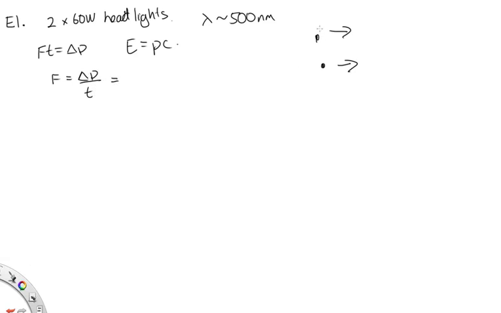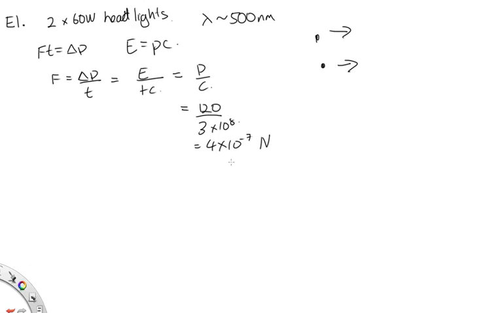Now, initially they have no momentum and then they have momentum P. So we can put this as E over tc. Now the energy over the time, that's equal to the power, so this is P over c. And the power these headlights have is 2 times 60 watts, so this is equal to 120 over 3 times 10 to the 8. And so this gives us a force of 4 times 10 to the minus 7 newtons. A tiny, tiny, tiny force.